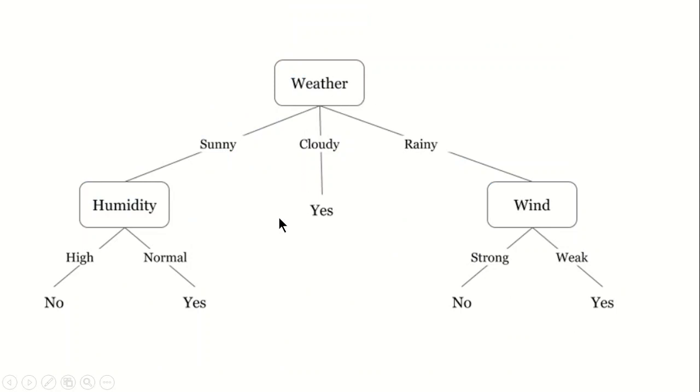So this is an example of a decision tree. We have to check whether today's weather is sunny, cloudy or rainy, and the humidity. So those are the three categories we have here. If it is sunny, we go to the decision humidity, whether it is high or normal, yes or no. Then if it is rainy, we check whether the wind is strong or weak.